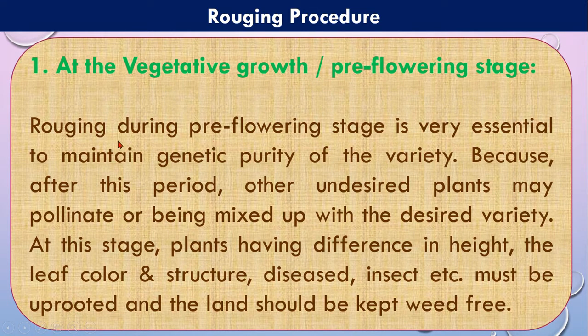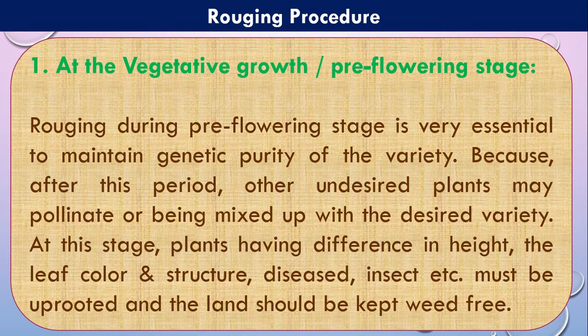So first one is at the vegetative growth or pre-flowering stage. In this stage, rouging during the pre-flowering stage is very essential to maintain genetic purity of the variety, because after this period other undesired plants may pollinate or be mixed up with the desired variety. At this stage, plants differing in height, leaf color and structure, disease, insects, etc. must be uprooted, and the land should be kept weed free. That means at the vegetative growth stage, about 10 to 15 days, if we understand that the plant is another plant, at that time we can remove it.